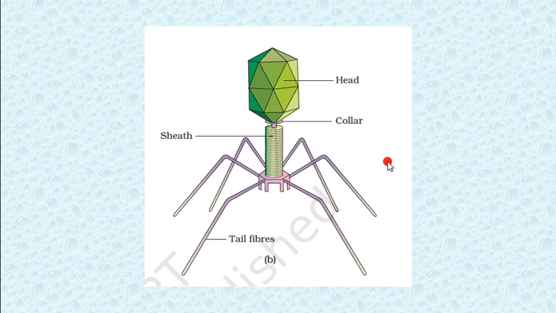Now you can see here, this is a picture of a bacteriophage virus. Okay, this is the sheath, this is the head, this is the collar. So this is the structure of bacteriophage. This can be asked in the exam. Tail fibers are there for attachment.